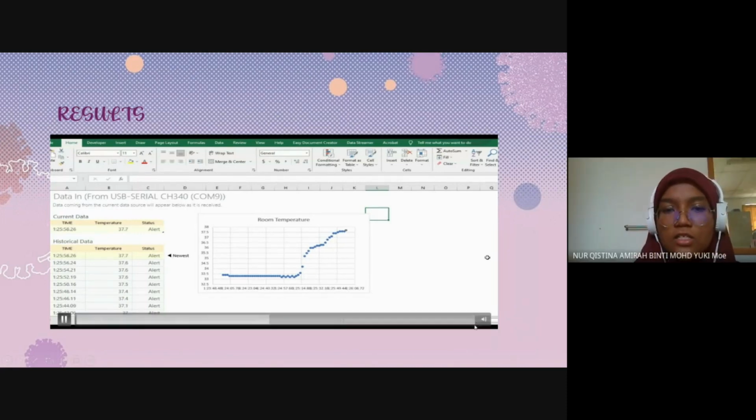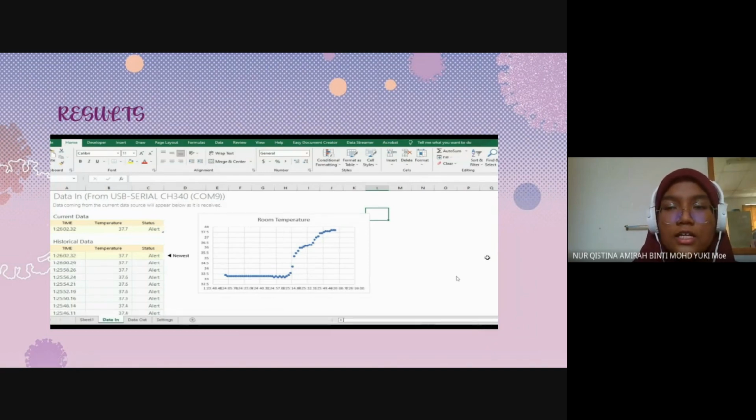So the graph shows how the temperature is collected against time.